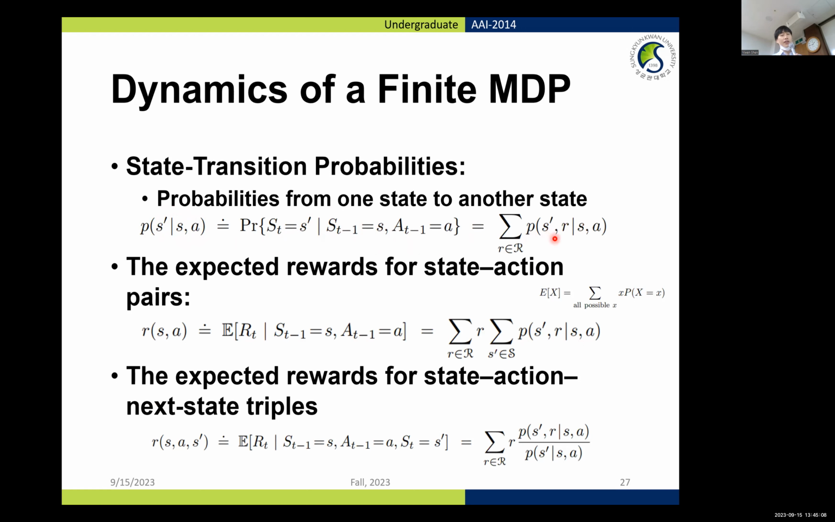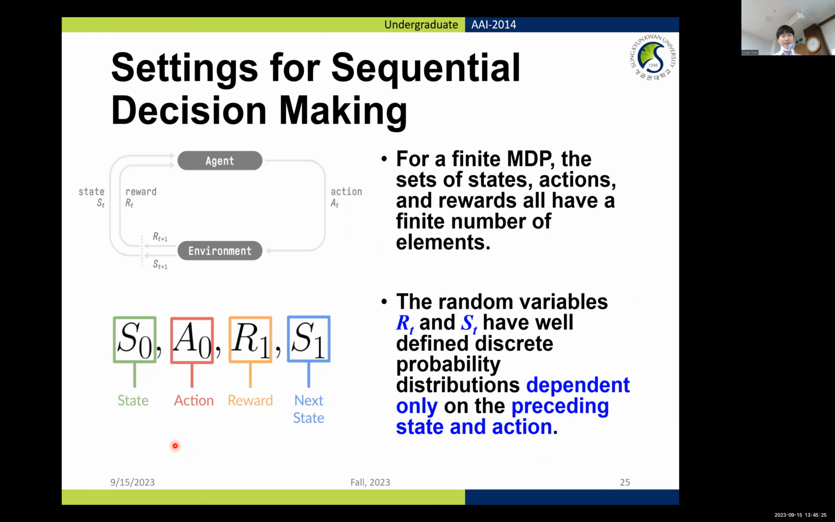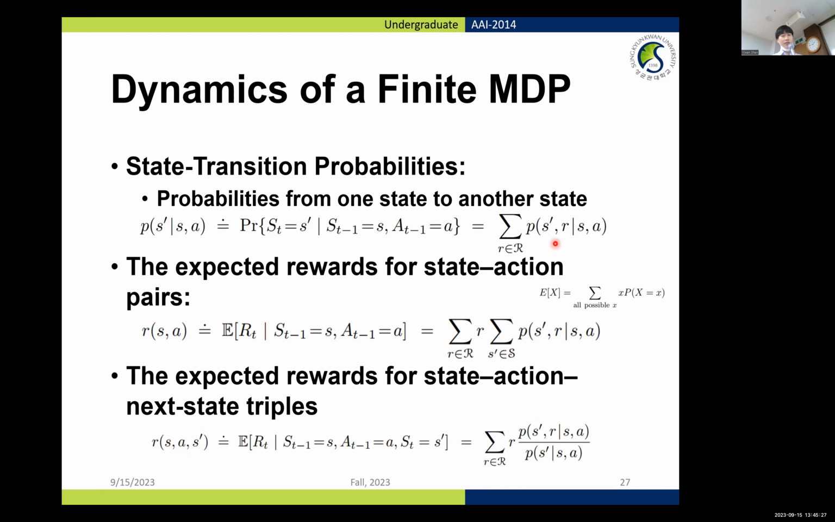Then how to calculate this probability? We just sum over all the rewards, based on the previous one. We just need to sum all the rewards for a particular state. Yeah, we can calculate it in this way.